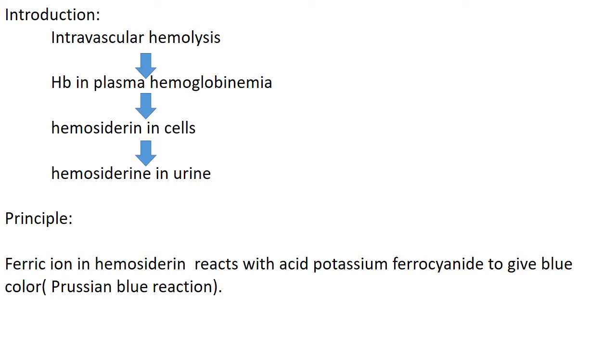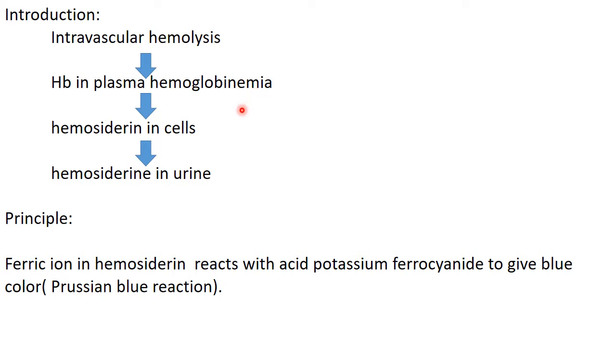When there is intravascular hemolysis, free hemoglobin is present in the plasma. So that leads to hemoglobinemia. This is filtered through the renal glomerulus into the urine.